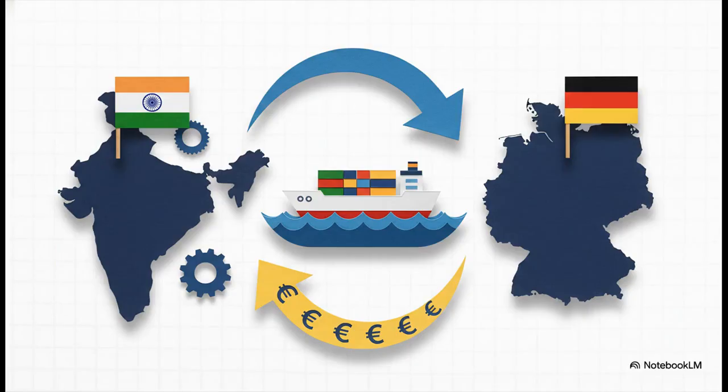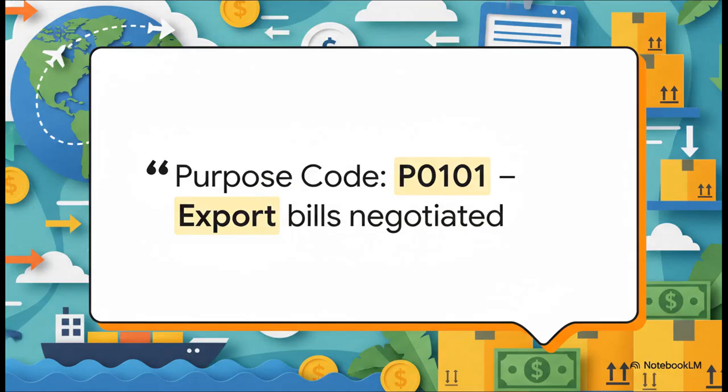All right, now for a classic trade example. Your company makes steel products, and you've just shipped a big order to a buyer in Germany. A little while later, the payment for that export invoice finally hits your bank account. In this case, you'd select P0101. This code covers payments you get against an export invoice, which is exactly what's happening here. See? Simple and direct once you know what to look for.